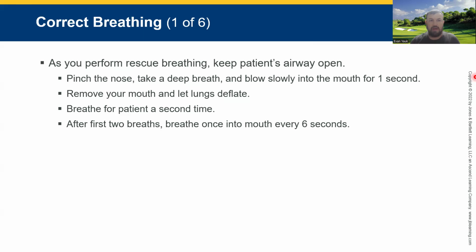So, correcting the breathing, as you perform rescue breathing, keep the patient's airway open. That's that head tilt chin lift. That's the use of those adjuncts, that OPA or that NPA. You can pinch the nose, take a deep breath, and blow slowly into the mouth for 1 second. So we're pinching, we can do head tilt chin lift, pinch that nose, 1 second of air, and we're going to do that a couple times.